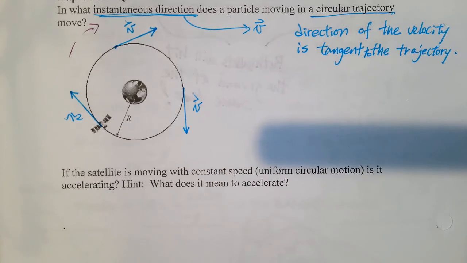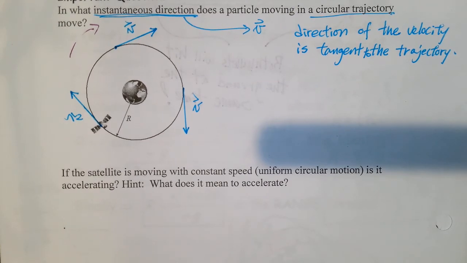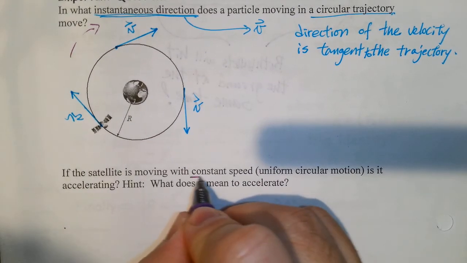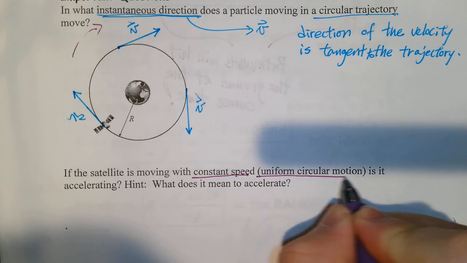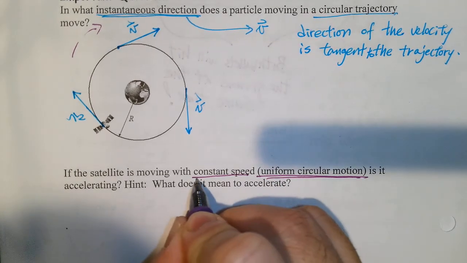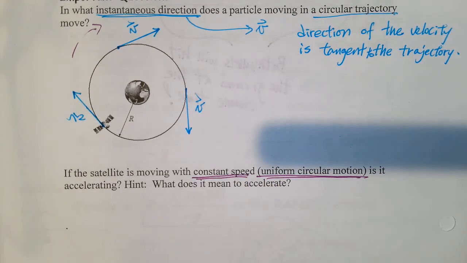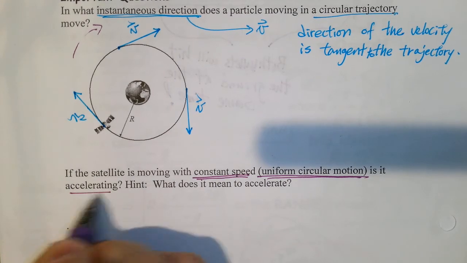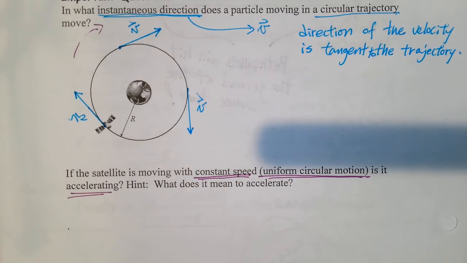So if the satellite is moving with constant speed, okay? It's moving with constant speed, which means uniform circular motion. Is it accelerating? Right? Is it accelerating? Well, velocity has two components. It has magnitude and it has direction.